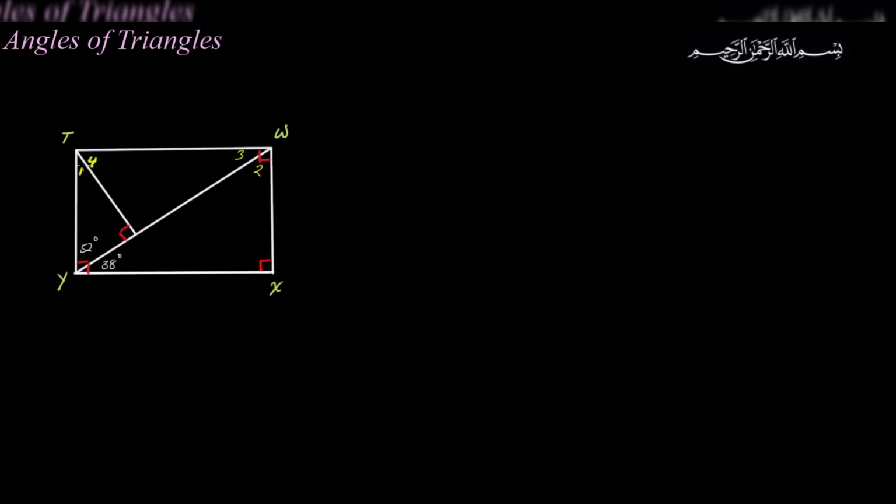So let's start with angle 1. How are we going to find the measure of angle 1? Well, there's a baby right triangle over here, right? And we just learned in the corollary that the acute angles of a right triangle are complementary. That means angle 1 plus this 52 degrees must add up to 90 degrees. So I just take 90 degrees and subtract 52 degrees, and then you get angle 1. So the measure of angle 1 is equal to 90 minus 52, because they're complementary, and that ends up being 38 degrees. That was easy.